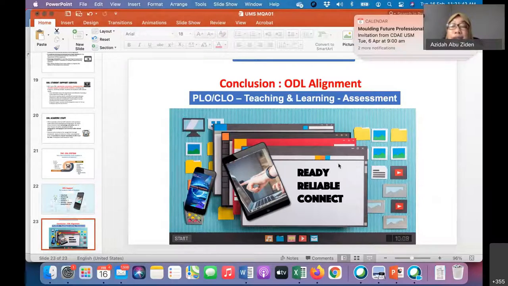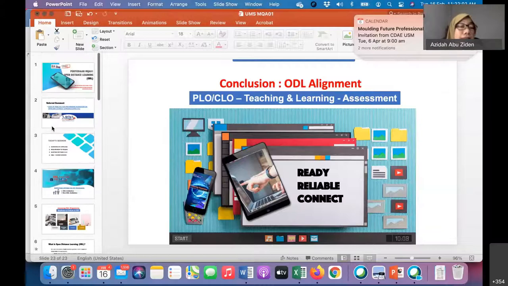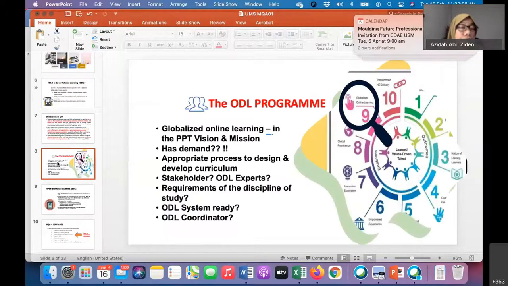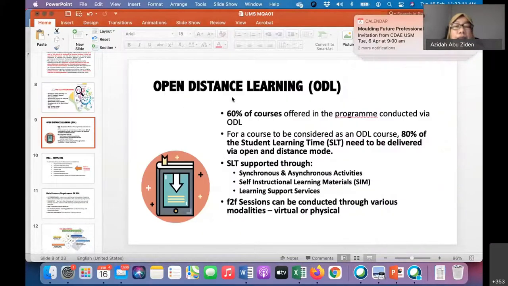Okay, for a subject to be created as ODL, it needs to be 80% of SLT. No, sorry, it needs 80% of SLT in ODL. For a program to be offered as ODL, 80% of the student time needs to be delivered via ODL. Okay, this is the requirement.